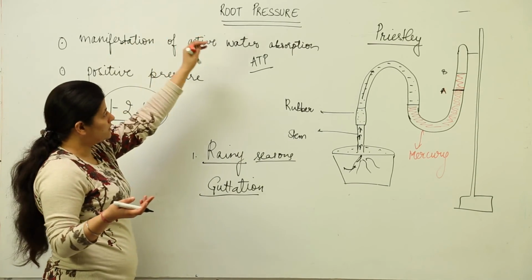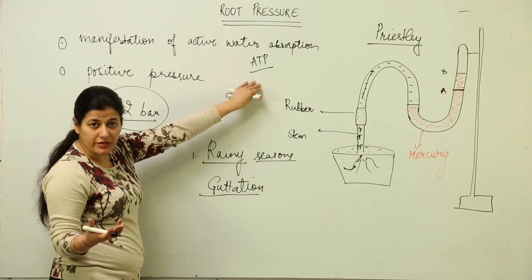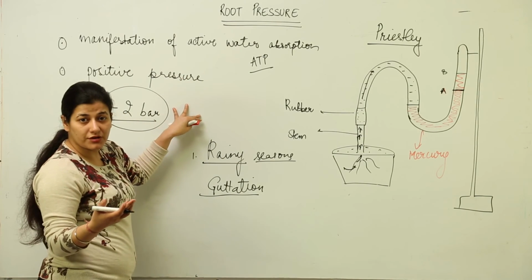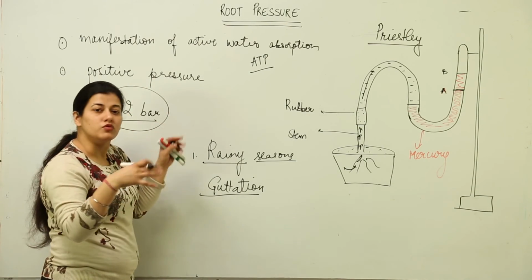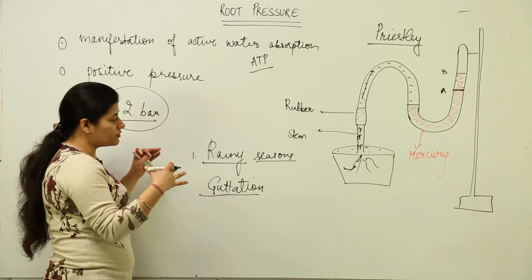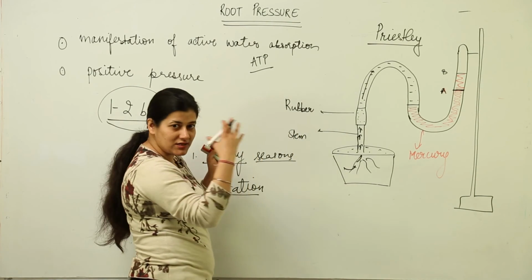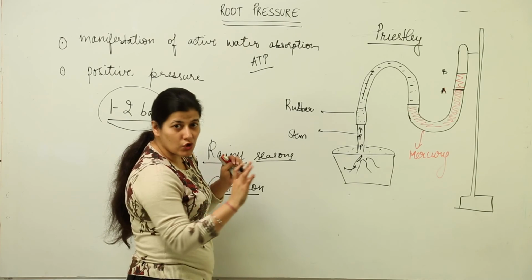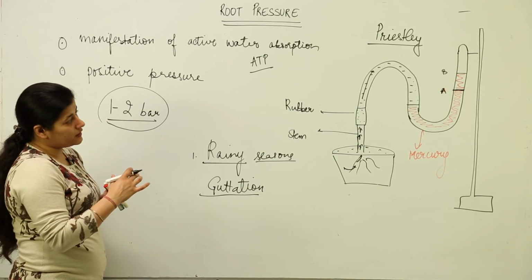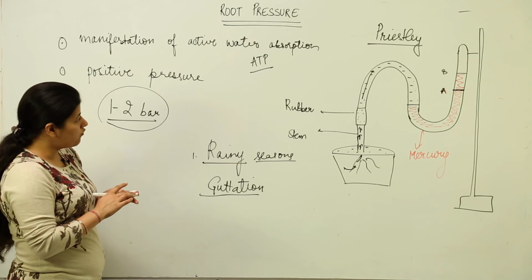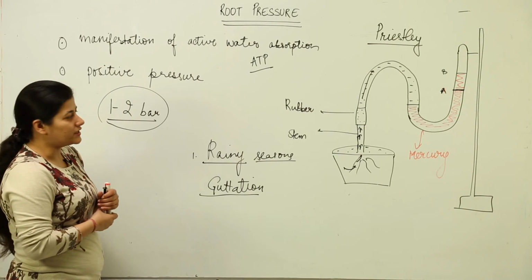It is an active water absorption manifestation. By using ATP, there is a positive pressure that is being generated inside the roots, and the pressure does not exceed this much. It is seen in most of the plants, not all, but most of the plants, and root pressure is maximum when the conditions are favorable. That means there is a lot of water in the soil that would be absorbed and exerting the pressure onto the leaves. The pressure that is being generated is not able to move water upwards more than 1 to, you can say, 3 to 4 centimeters.